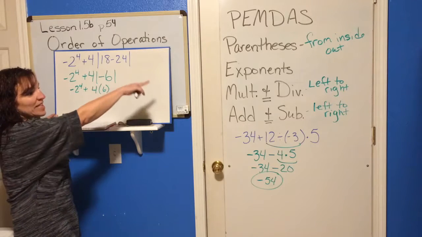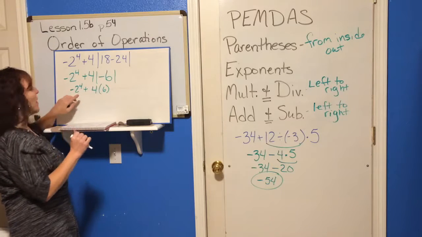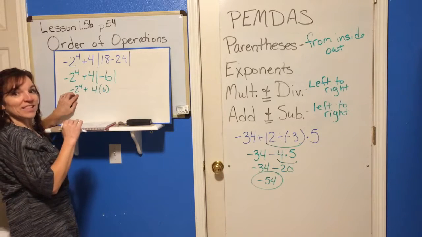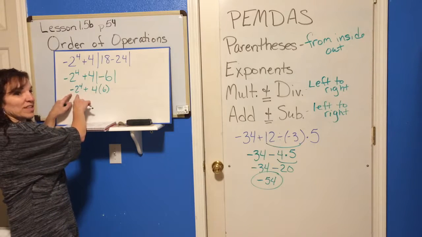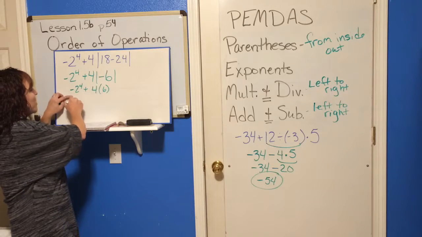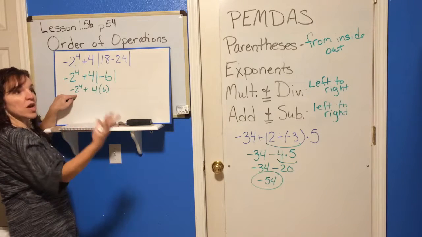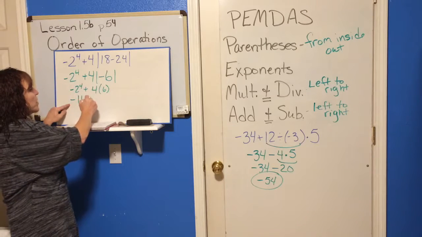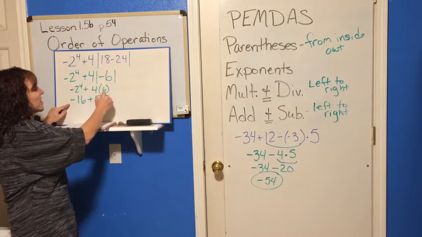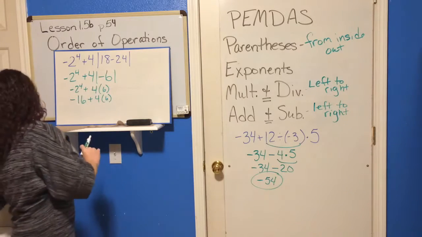So next step is exponents. So we're going to do negative 2 to the 4th. Now remember from last lesson, because the 4 is on the 2 but not on the negative, we're going to keep the negative and we're going to take 2 to the 4th power. So 2 times 2 is 4, times 2 is 8, times another 2 is 16, plus 4 times 6. So now we go through and do any multiplying and dividing.